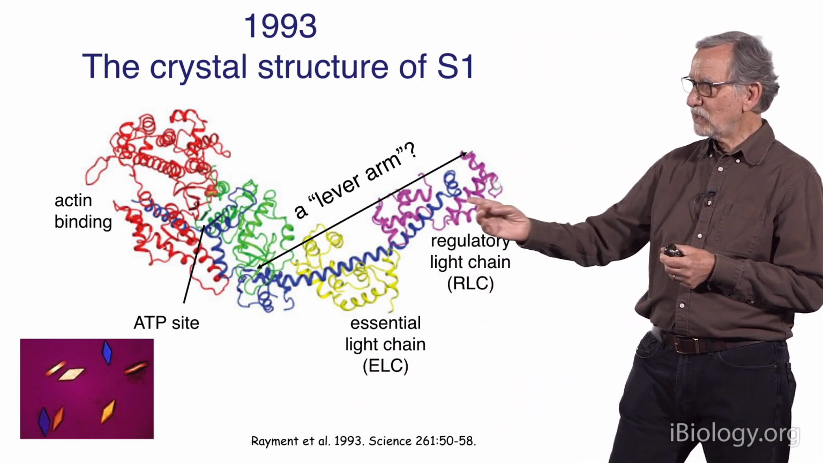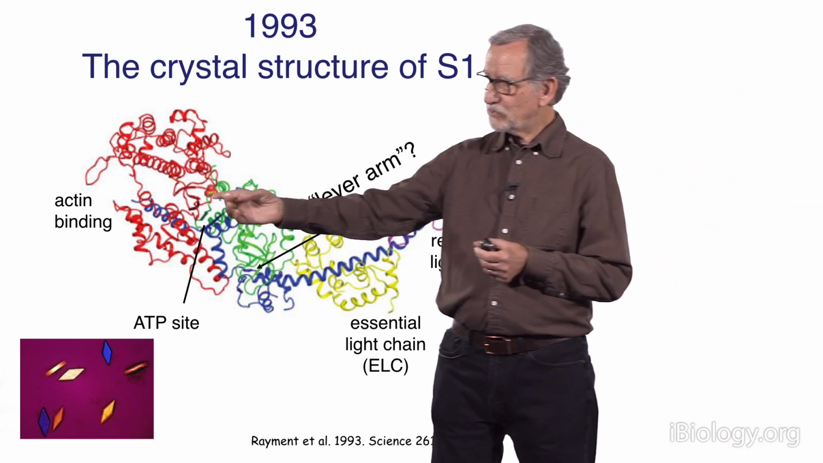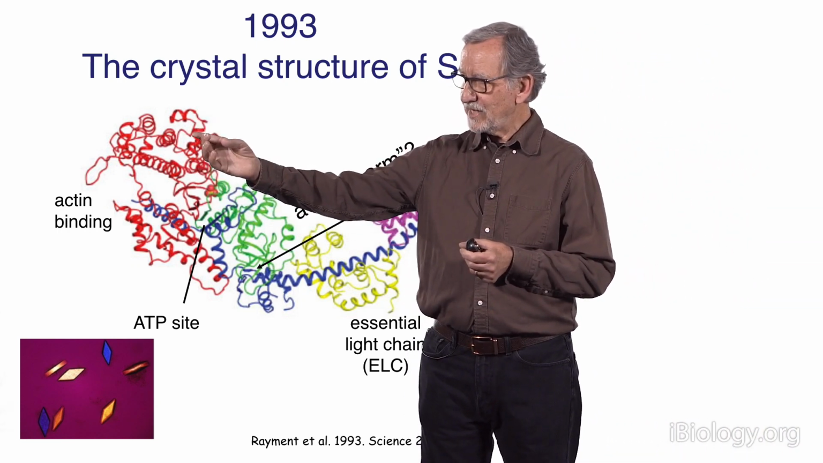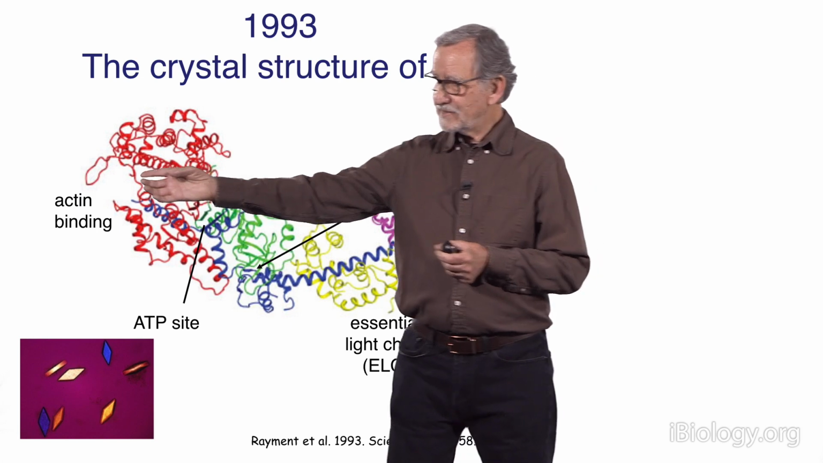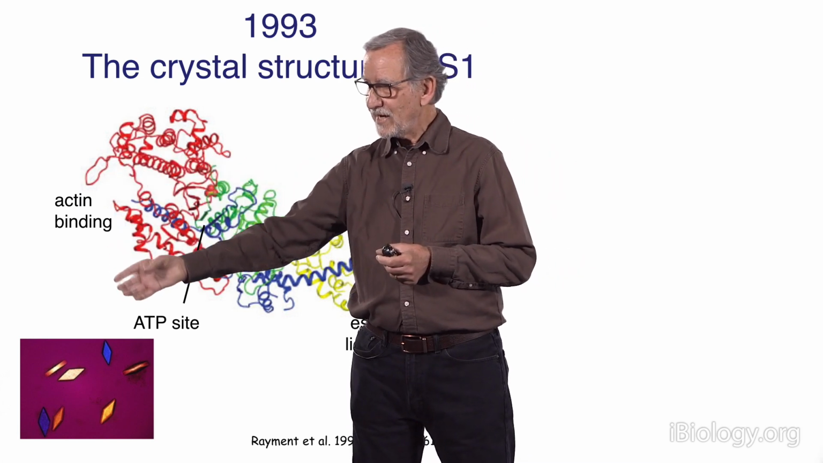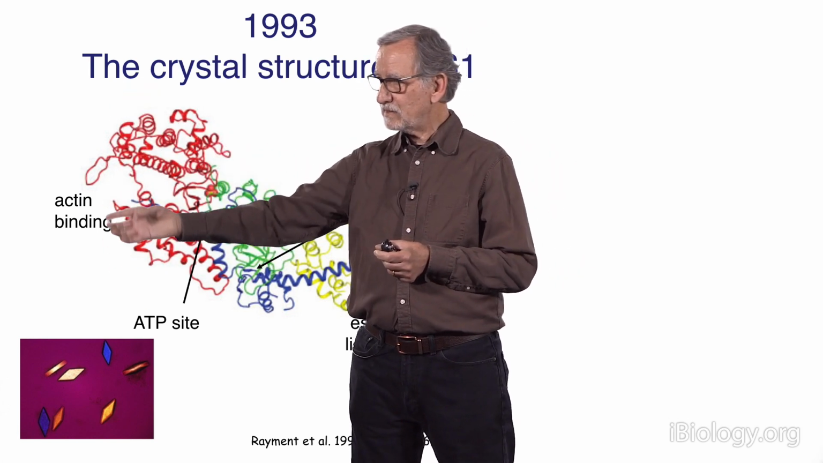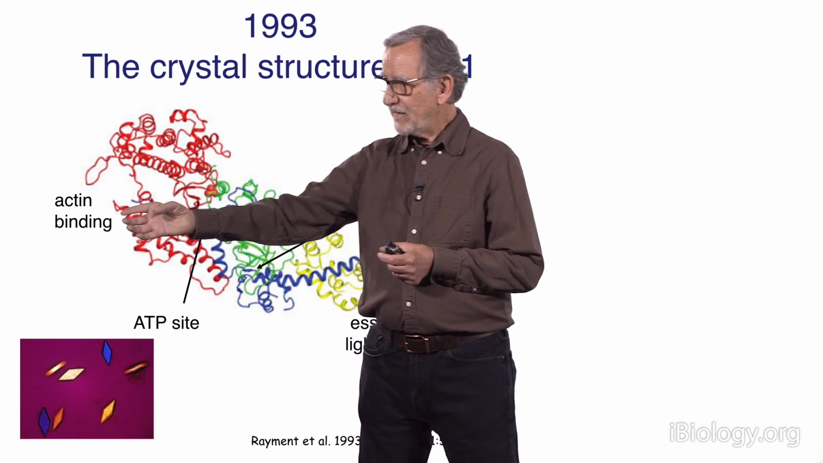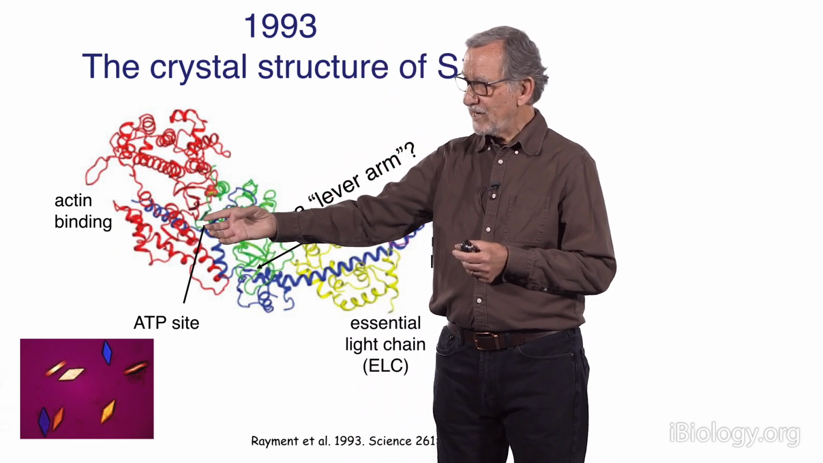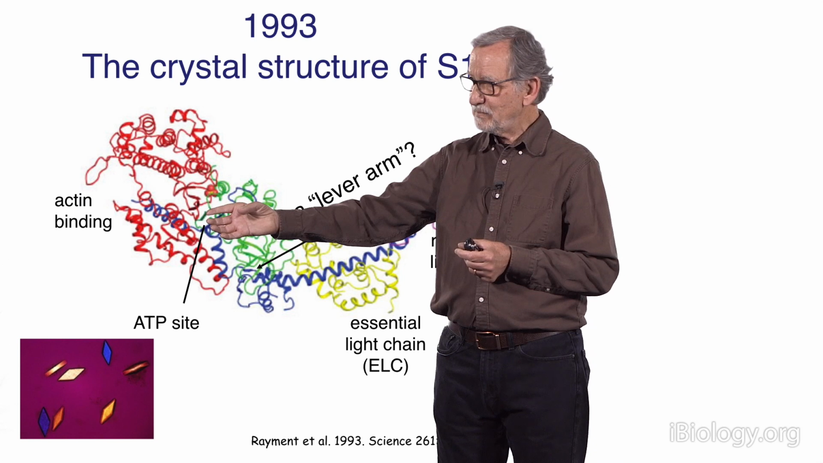And what they found was that in this red domain of the head is the actin binding domain. So think of the actin running up and down vertically here, bound to the head. And about 4 nanometers away from that, about here, is where the ATP binds.